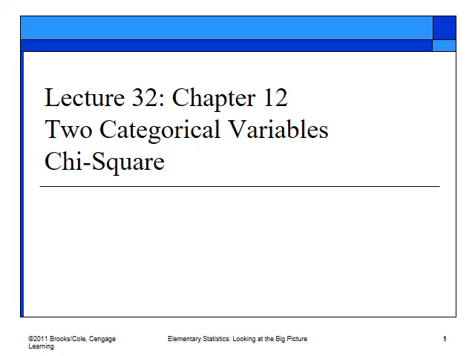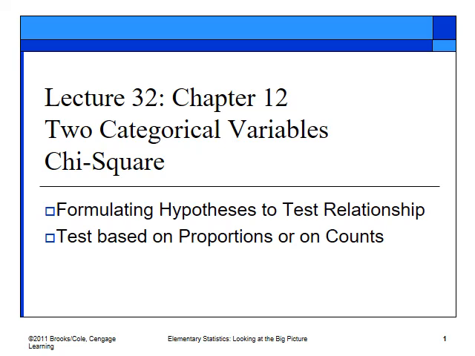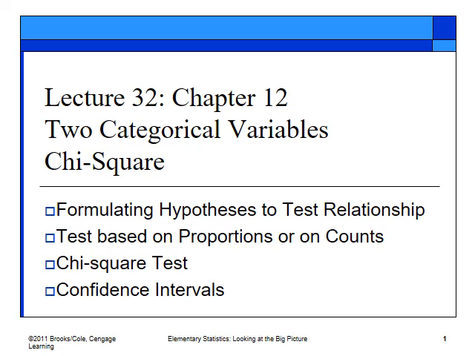This video will cover Chapter 12 on relationships between two categorical variables and the chi-square test. We'll talk about formulating hypotheses in order to test a relationship between categorical variables. We'll look at performing the test based on both proportions and on counts. We'll introduce the chi-square test and talk about the relationship to confidence intervals.